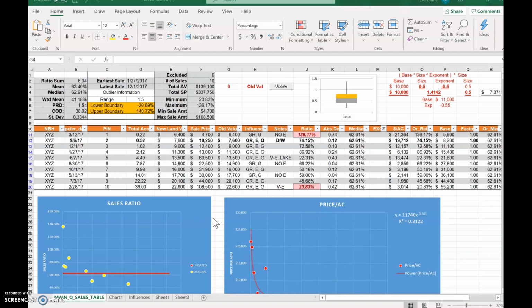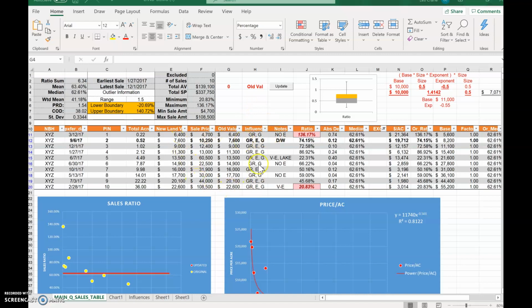So if you look at these, we've got 10 sales, and then we're interested in our statistics over here. Our median ratio is 62%. Our PRD is 1.54. And our COD is 38.02. So all of those statistics are way out of spec for what is allowed by IAAO standards. So that's why we need to recalibrate and update this model to bring it into compliance.